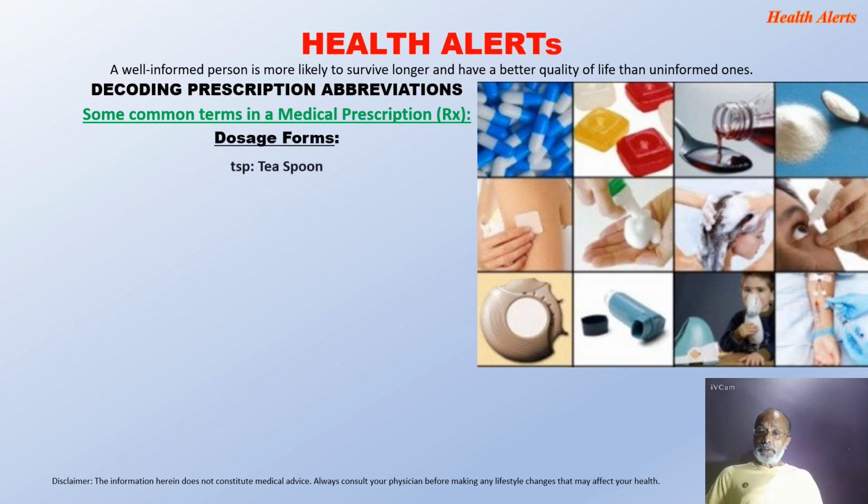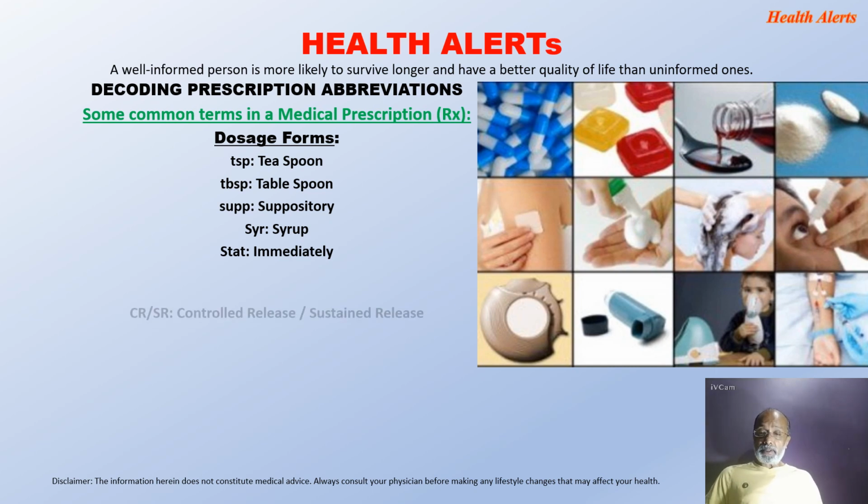Dosage forms continuing. TSP, if it is mentioned against any drug, it means 1 teaspoonful, or TBSP, if it is mentioned, it is tablespoon. SUPP means suppository. SYR, if it is mentioned, you can well understand it's syrup. STAT means the drug has to be used immediately. If CR or SR is mentioned, that means controlled release or sustained release, meaning the drug that you have taken will not be released immediately into your system. It will be gradually released in a time-bound manner as the tablet or capsule has been formulated.